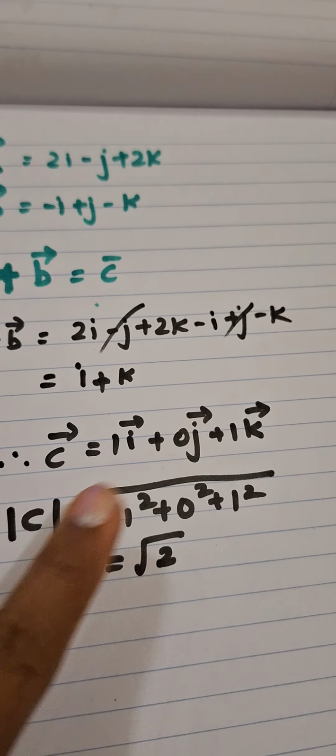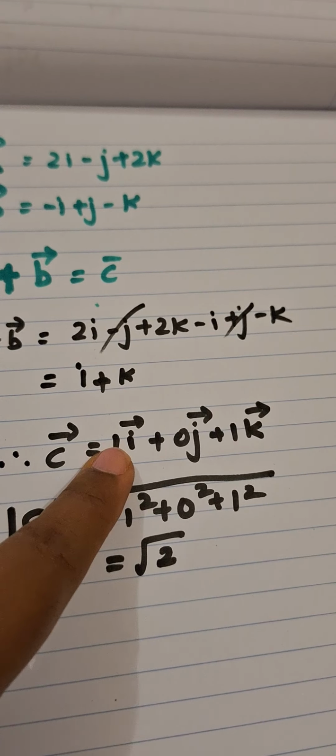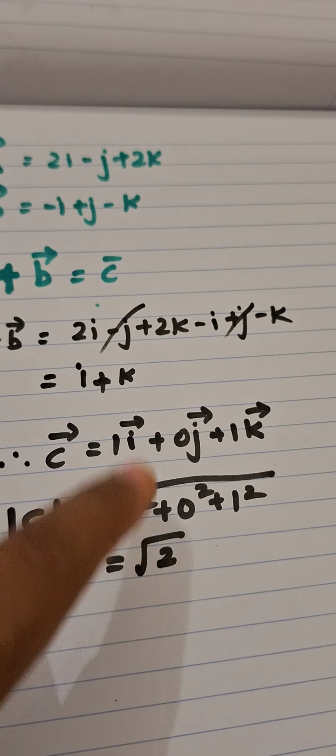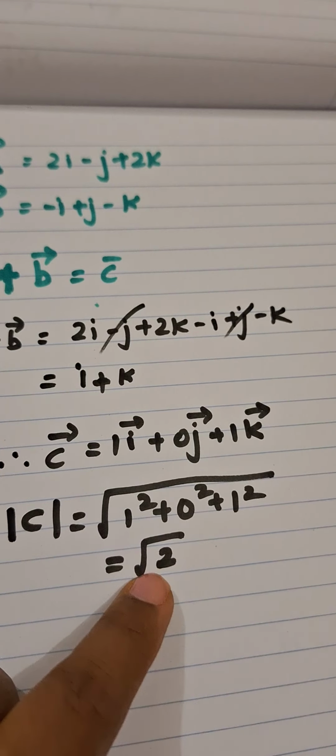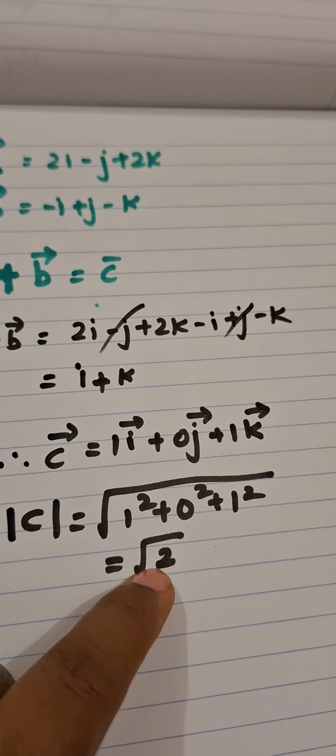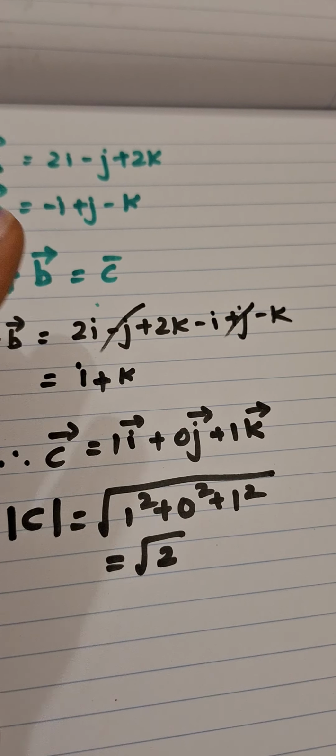So when we are showing, you can easily apply the formula. Magnitude is the square root of a square plus b square plus c square. A is 1, b is 0, c is 1. So I wrote 1 square plus 0 square plus 1 square, which is root 2. Okay, so I got the magnitude, but the question is what? Find a unit vector. So they want a unit vector.